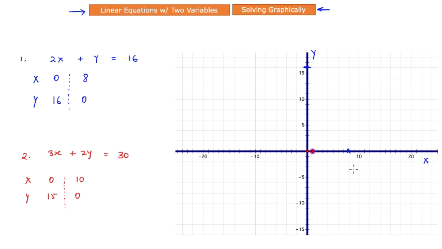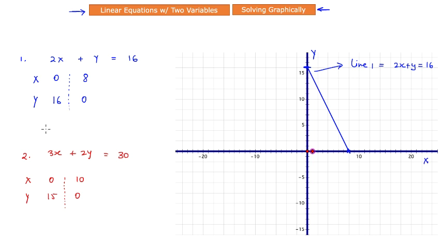Let's draw a quick line connecting these 2 points. It will be something like this. So this is my line number 1. Let's label this line 1, or you can say equation 1, that is 2x plus y is equal to 16. Likewise, let's plot the second line too.